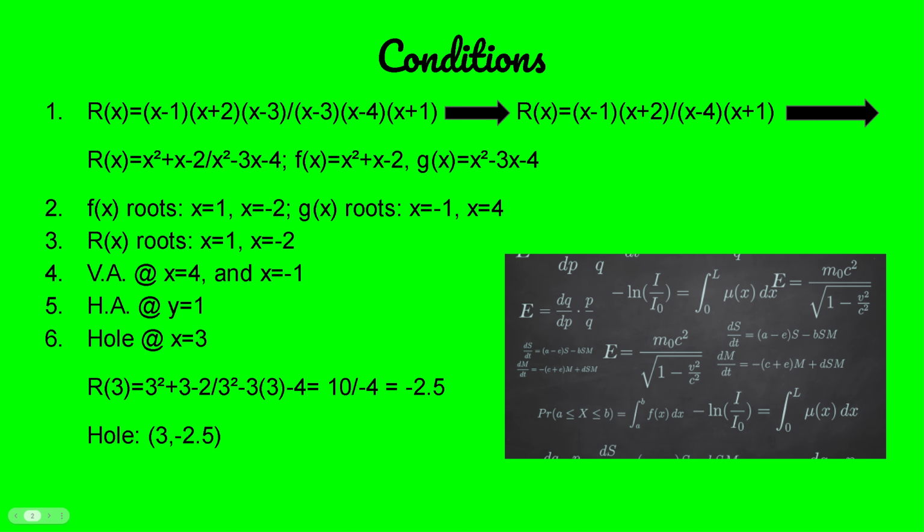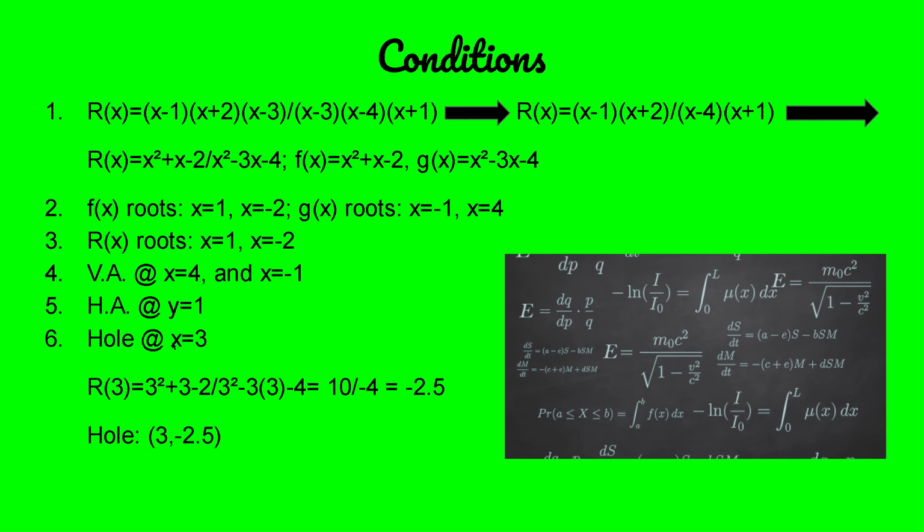So we first need to check if this function satisfies all the conditions. r of x is basically f of x over g of x, and f of x and g of x are polynomials once we simplify everything. So it satisfies that condition. f of x has two roots and so does g of x. r of x has two roots. The vertical asymptotes of the function are x equals 4 and x equals -1. There's a horizontal asymptote at y equals 1.